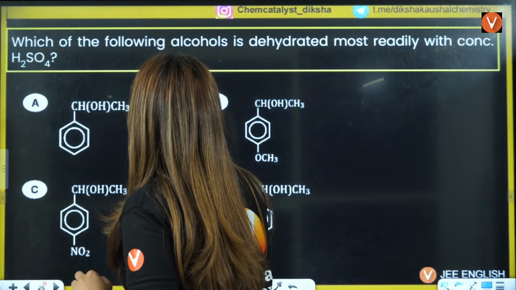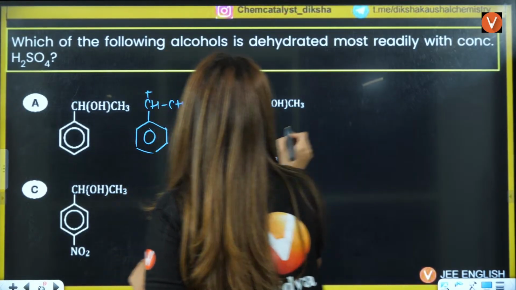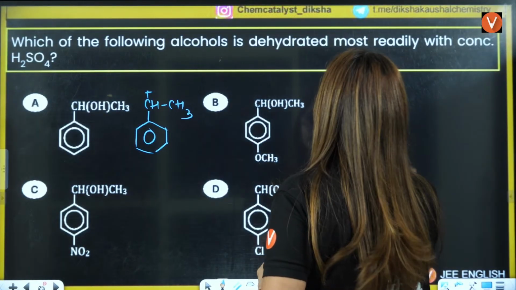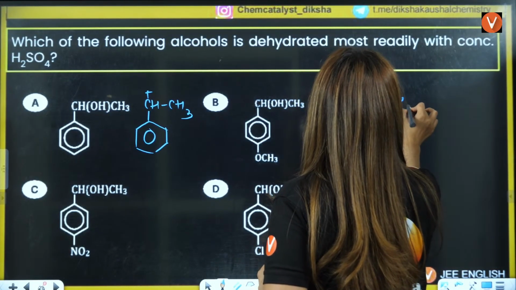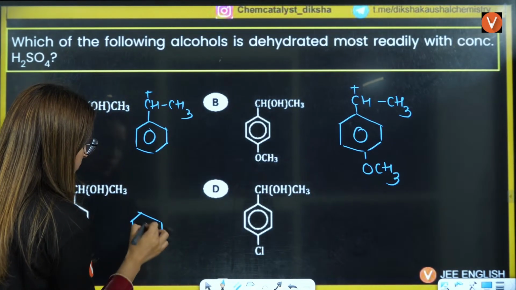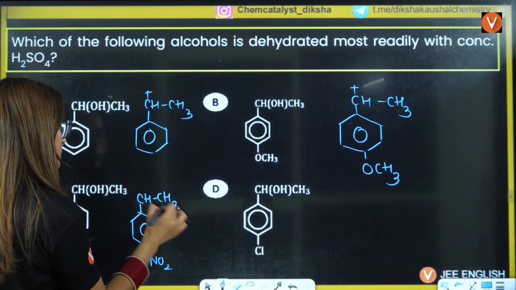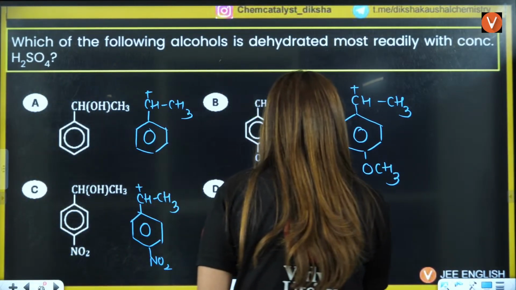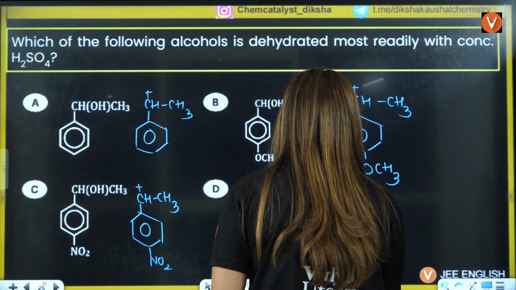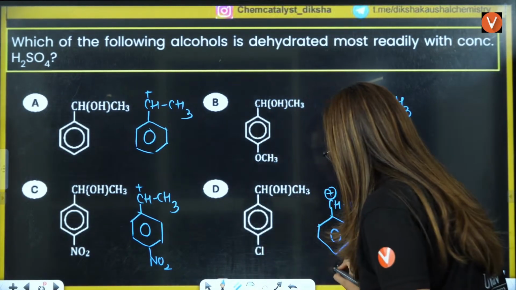If you see this here, the carbocation formed will be CH3, this is the positive charge here. Here it will be OCH3, CH3, right? Here it is going to be CH, CH3, and here it is going to be CH, CH3, and here it is Cl.